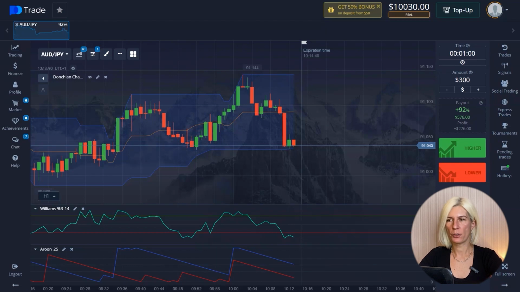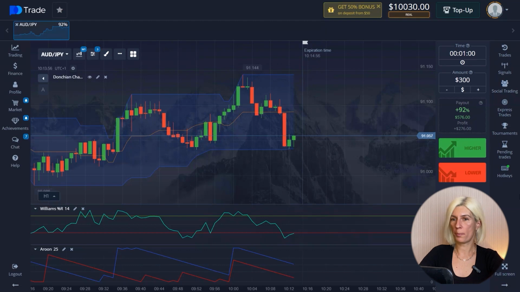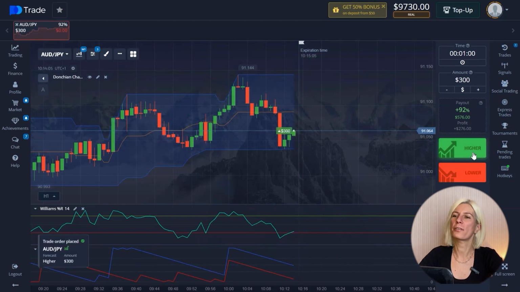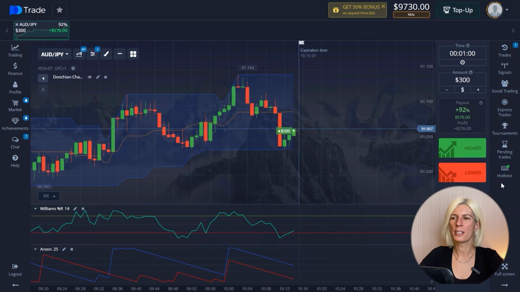And when this happens, we look for support and resistance levels, trend lines, candlestick patterns, etc. That is, it is necessary to find several confirming signals in the direction of the trend and only then open a trade. Let's pay attention to our price chart again. The price, starting from the lower limit of the downtrend, is steadily growing, and we will follow the trend and open an up trade for 1 minute with $300.